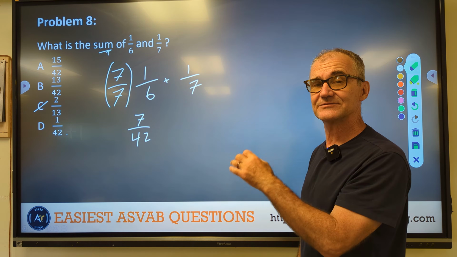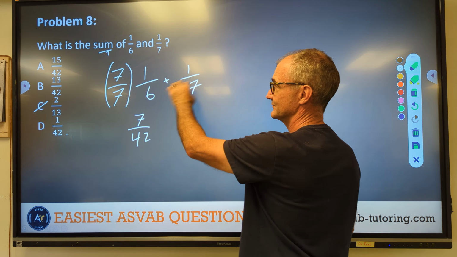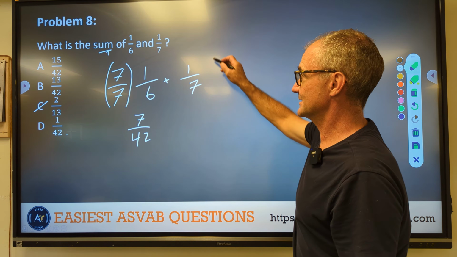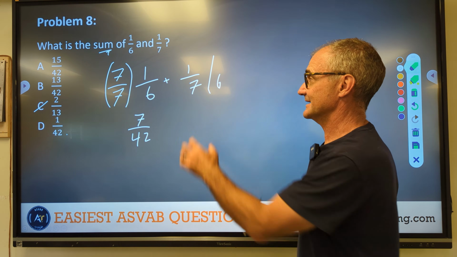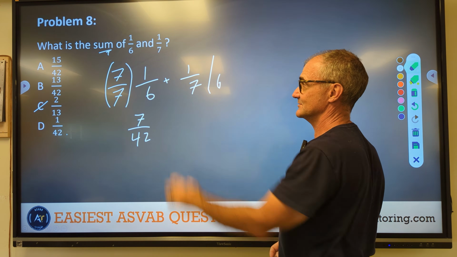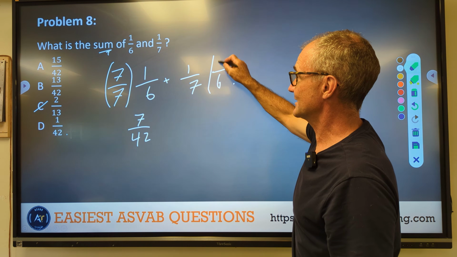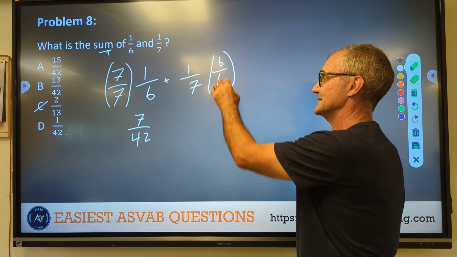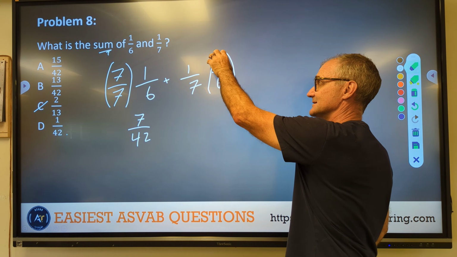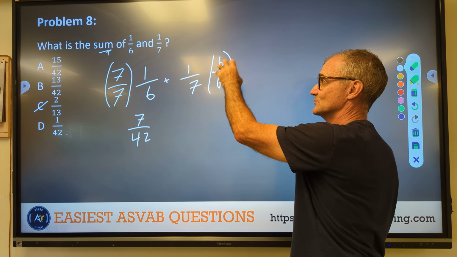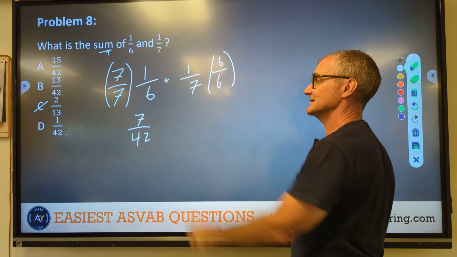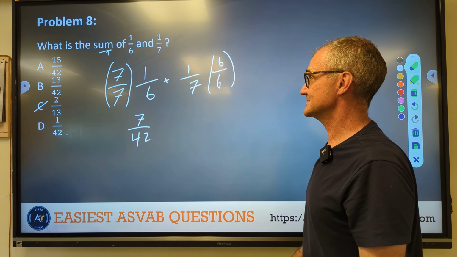How do I get this to be a 42? Remember the goal of adding fractions, same number on the bottom, equal denominators. Well, I have to multiply this by a 6. I can't just multiply this by 6, it'll change the whole value. I can only multiply by 1. So to make this 6 a 1, I put a 6 on top because 6 divided by 6 is 1. 1 times anything is what it already is, so it doesn't change the value.